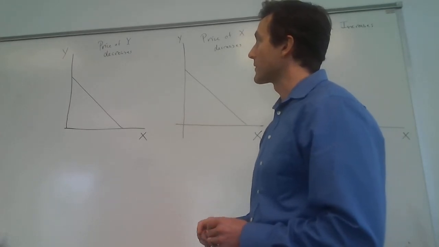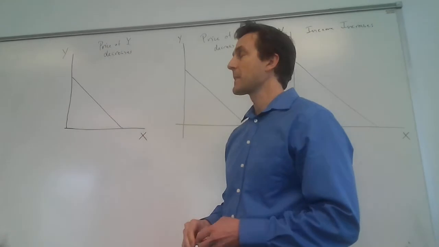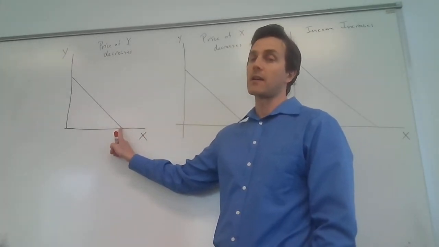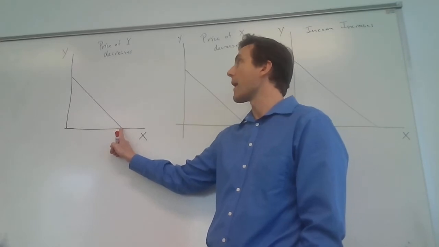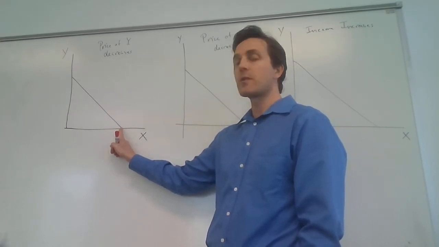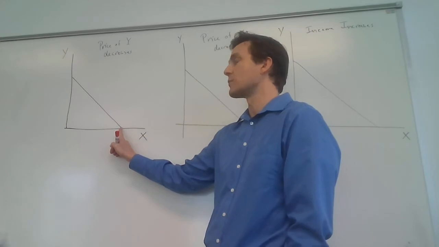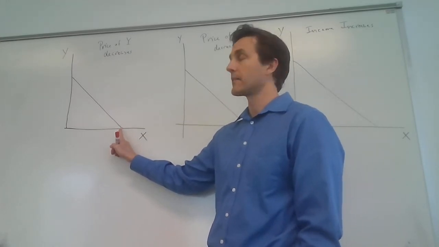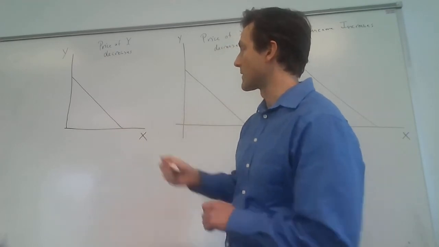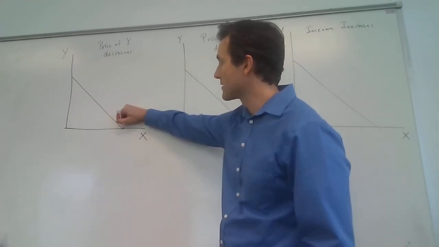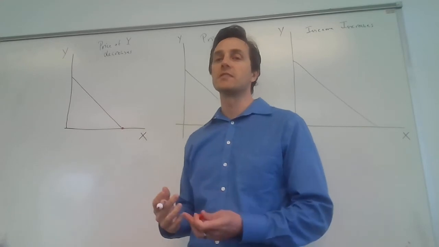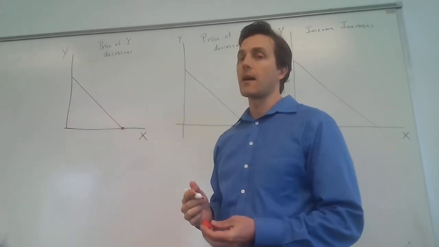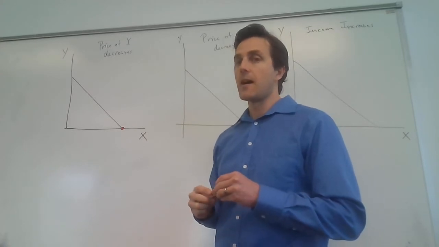Okay. So first of all, the price of Y decreasing. So let's think about that. If somebody's over here on their budget constraint where they're buying only X and no Y, and the price of Y changed, they could still afford exactly that amount of X, right? So this point here should still be on the new budget constraint after the price of Y has decreased, right?